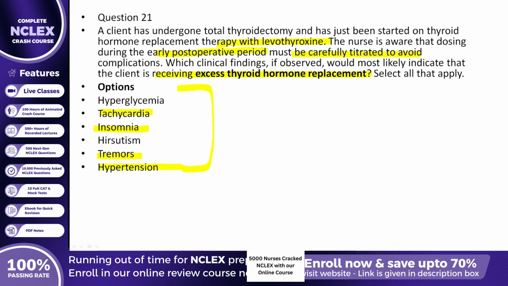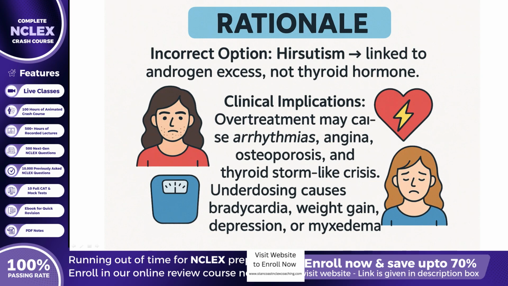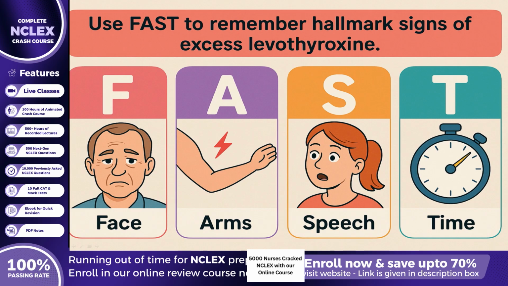Now let us carefully reason through the correct answers. Tachycardia is correct because excess thyroid hormone stimulates beta-adrenergic receptors, leading to an increased heart rate and palpitations. If untreated, this can progress to arrhythmias such as atrial fibrillation or even precipitate heart failure, particularly in older clients or those with cardiac history.